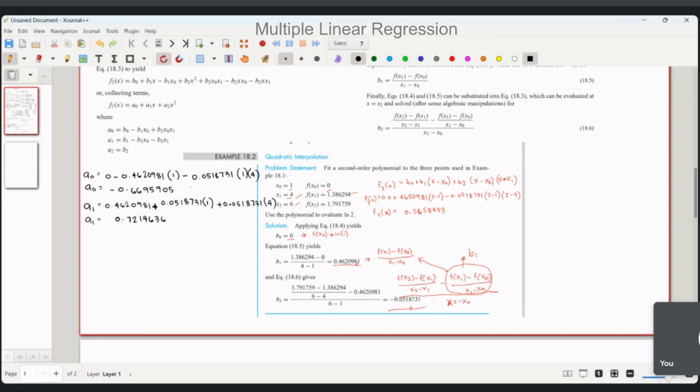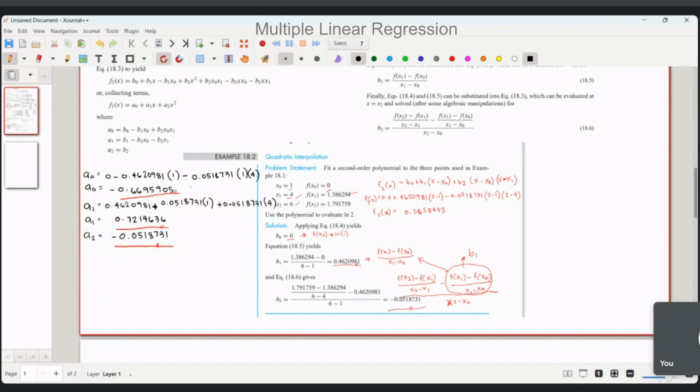Okay. That's our A1. And atong A2 equal naman ni B2. So that's negative 0.0518731. So nakuha na nato A0, A1, and A2. Okay. So since nakuha na nato ana, makompleto na nato atong equation.